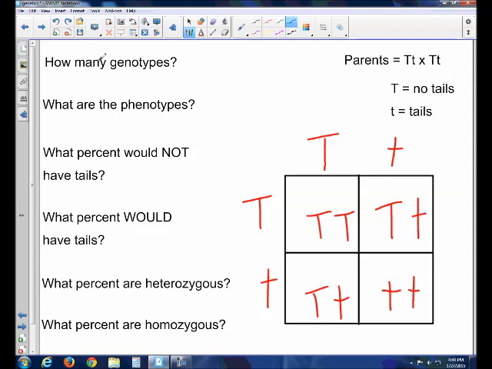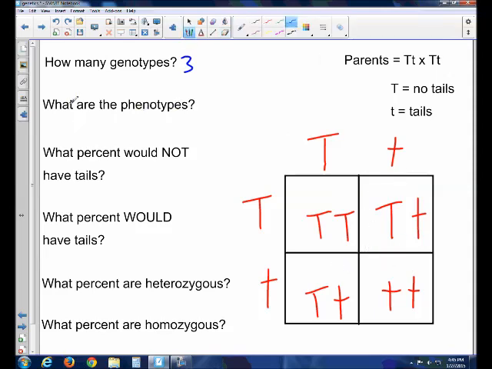So the question is, how many genotypes? Well, genotype means the combination of letters. How many different combinations of letters are there in the possible offspring? We have 1 that is 2 capital T's. All right, so there's 1. We have a capital T, lowercase t. We have capital T and lowercase t. Well, these 2 are the same. All right, so that's the same genotype. And then we have 2 little t's. That's a different genotype. So we have 1, 2, 3 different genotypes. 2 capitals, capital lowercase, 2 lowercase.